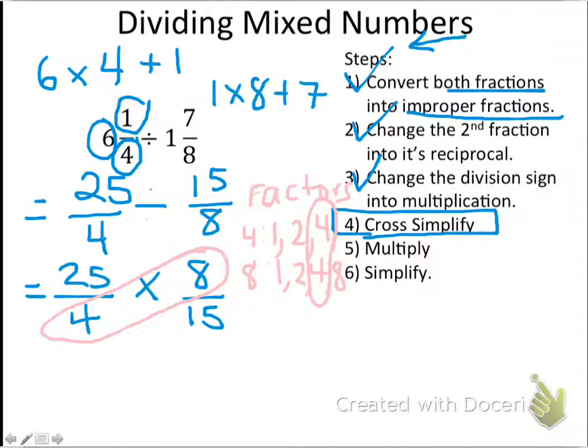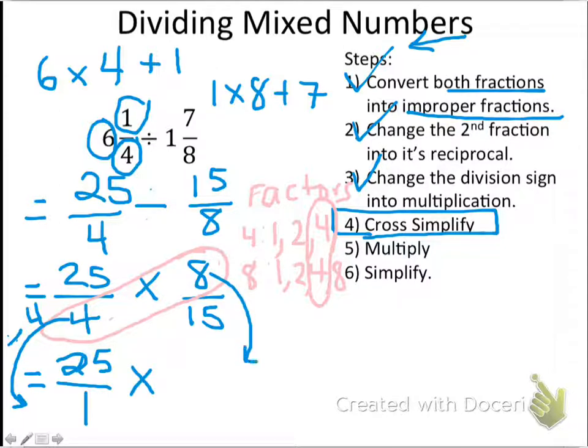What we're going to do next is write out the question again, but divide both the 8 and the 4 by 4. So we end up having 25 over, what's 4 divided by 4? 4 divided by 4 is 1. Times 8 divided by 4. What's 8 divided by 4? That's 2 over 15.